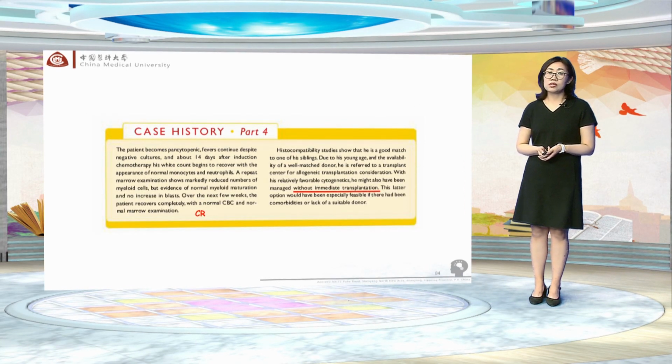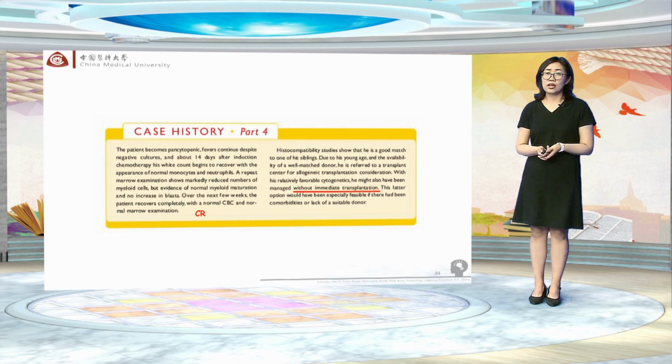The patient becomes pancytopenic with a fever about 2 weeks after induction chemotherapy. His WBC begins to recover. A repeat marrow examination shows reduced numbers of myeloid cells, but evidence of normal myeloid maturation and no increase in blasts. Then the patient recovers with a normal CBC and a normal marrow examination. From the above results, we can see that the patient achieves CR.